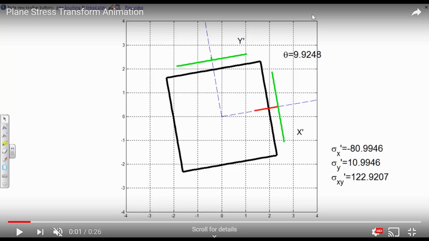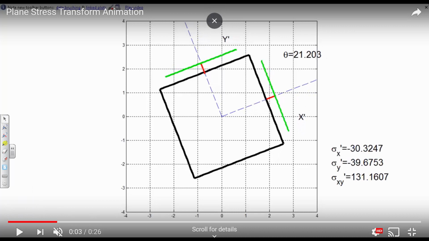At an orientation of 9.92 degrees, I have a normal stress in the x direction of about negative 80 KSI. When it says negative 80, that means compression. We have a stress in the y direction, a positive stress of 10.9 KSI, so that's in tension. And then we have a shear stress of 122. If I cut it at another angle, maybe here, now the stress has changed. I get an axial stress of negative 30, an axial stress of negative 39, and this is 131.